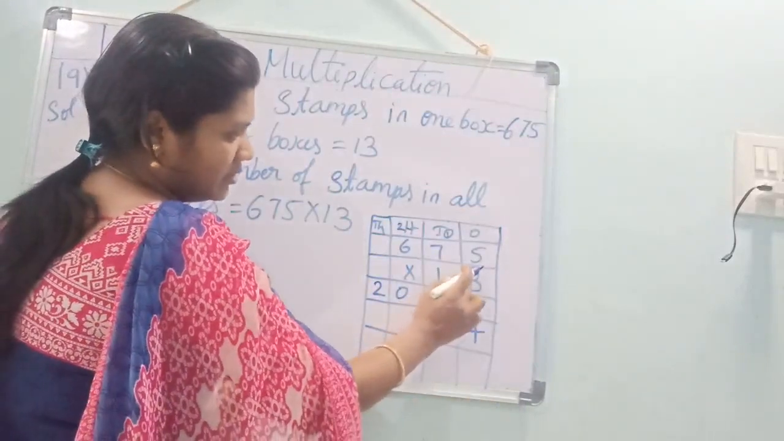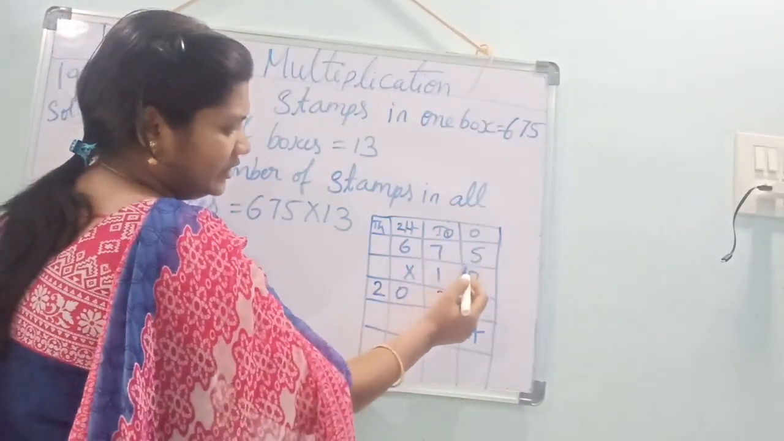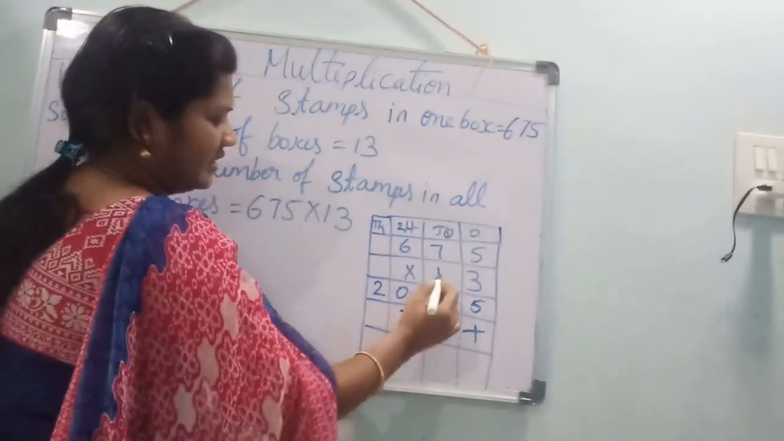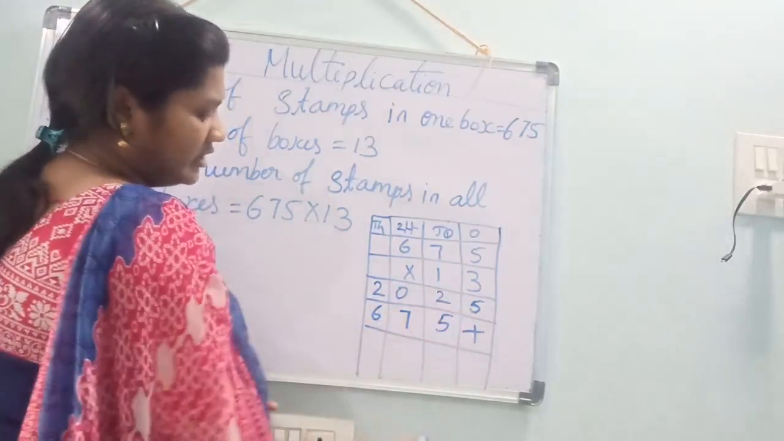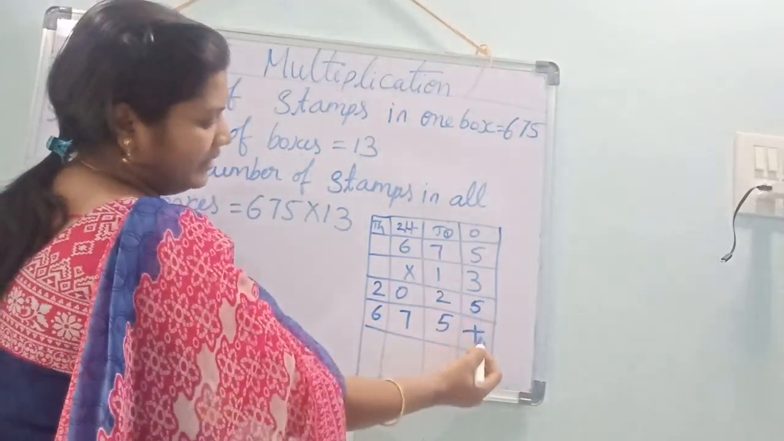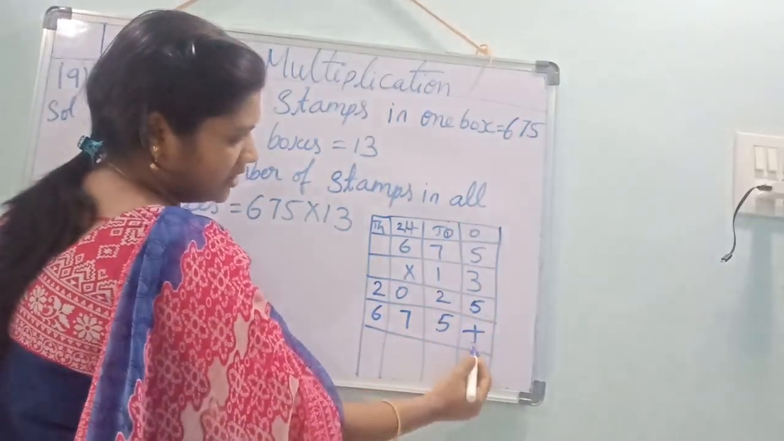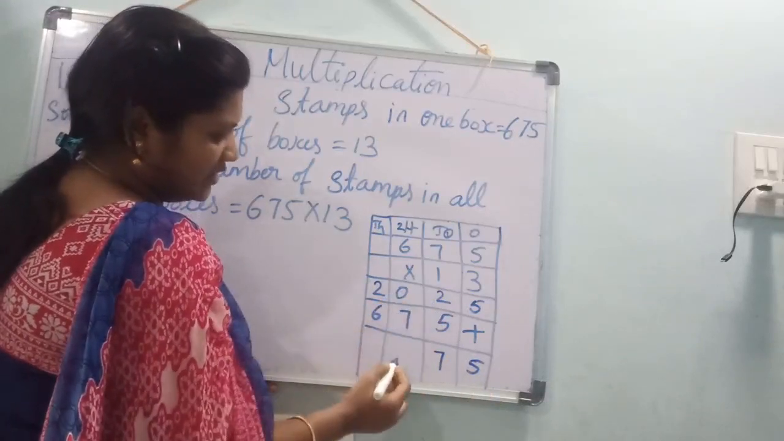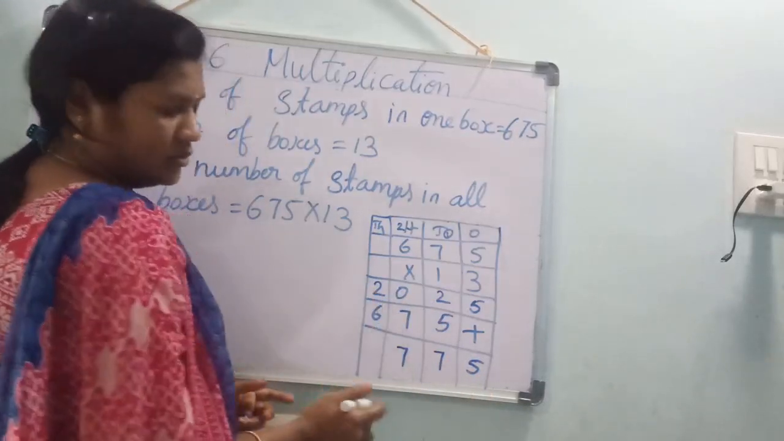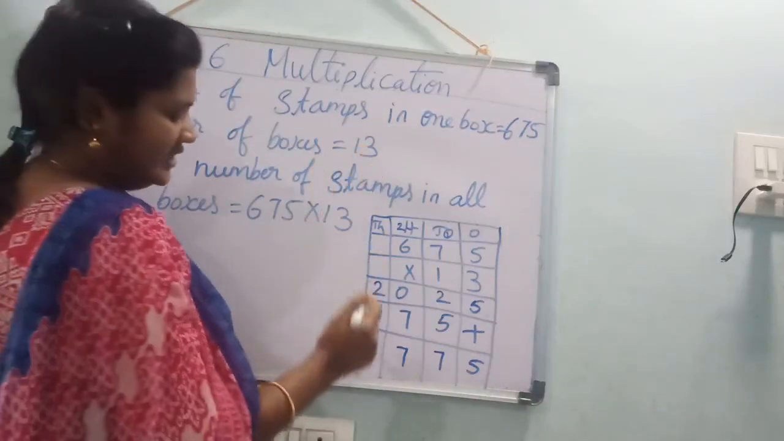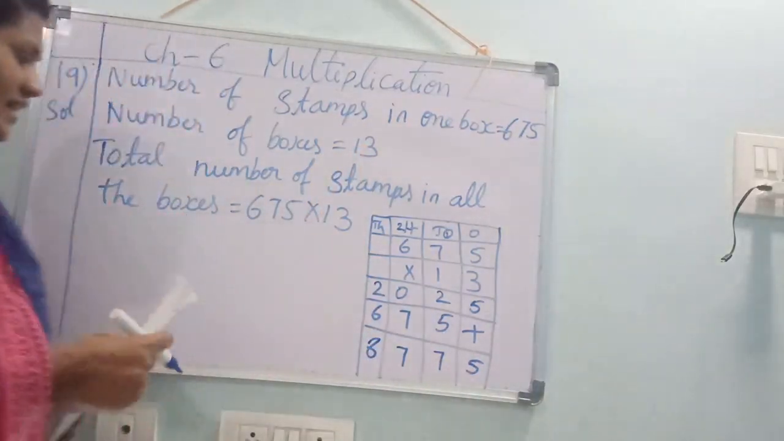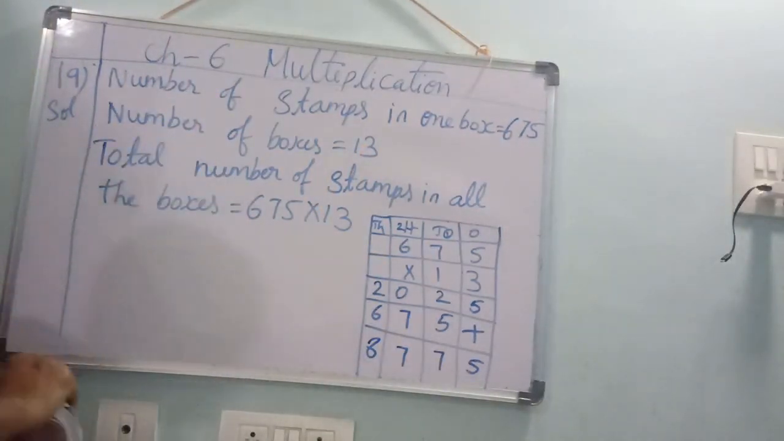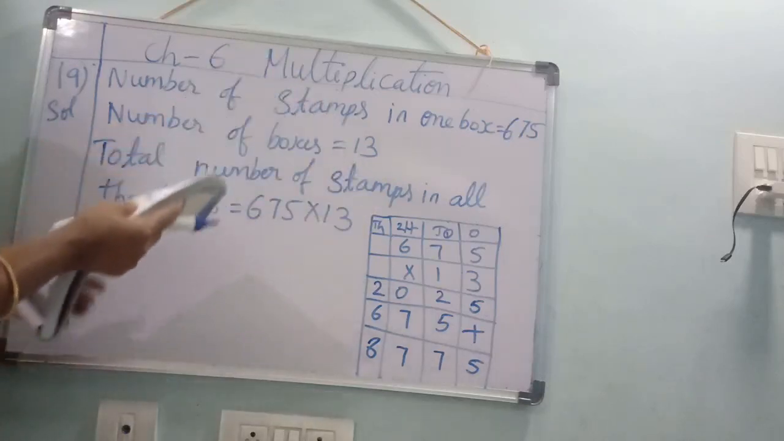Now the tens place. In the tens place, 1 is here. 1 fives are 5, 1 sevens are 7, 1 sixes are 6. Now what you have to do? You should add. 5 plus 0, anything there? 5. 5 plus 2, 7. 7 plus 0, 7. 6 plus 2, take 2 fingers. 6, after 7, 8. What is the answer? 8,775 is the answer.